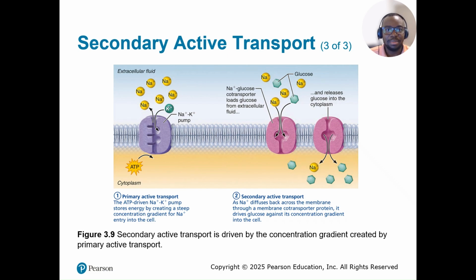In the second step, which is a secondary active transport mechanism, sodium ions diffuse back across the membrane through a membrane co-transport protein. This drives glucose against its concentration gradient into the cell. The sodium-glucose symporter loads glucose from the extracellular fluid and moves it across the membrane. Then the sodium-glucose symporter releases the glucose into the cell cytoplasm.